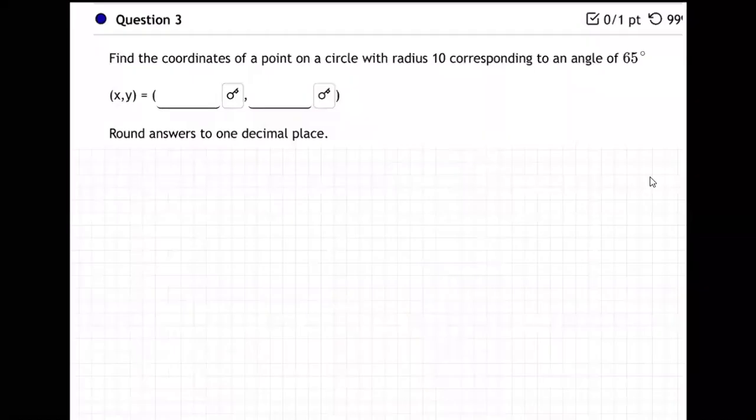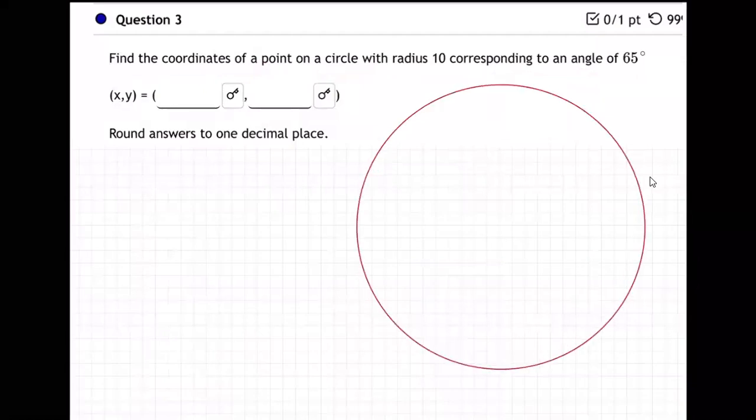Okay, so here we go. Find the coordinates of a point on a circle with radius 10 corresponding to an angle of 65 degrees. Well, so again, let's draw it. Very important that we draw it. So I'm going to draw this circle.